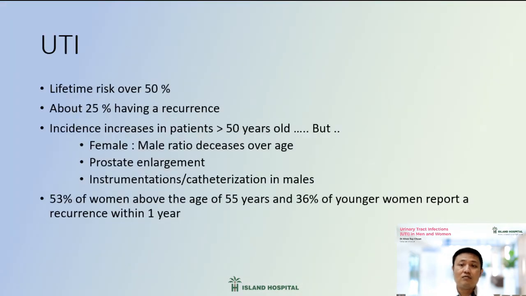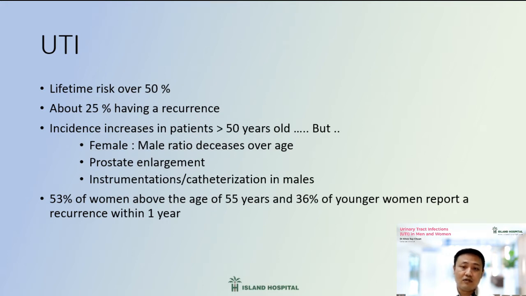Now, how common are urinary tract infections, or UTI? Basically, the risk of getting UTI is about 50% over a lifetime. So any of us here will have about half the chance of getting urinary tract infections, and as much as 25% of them will have a recurrence.